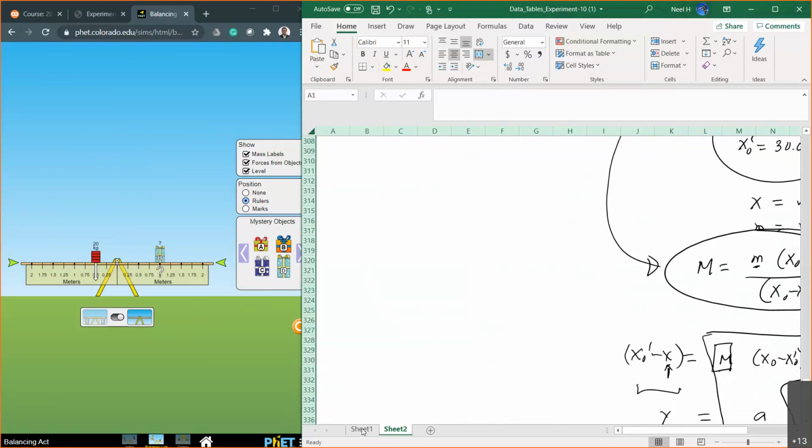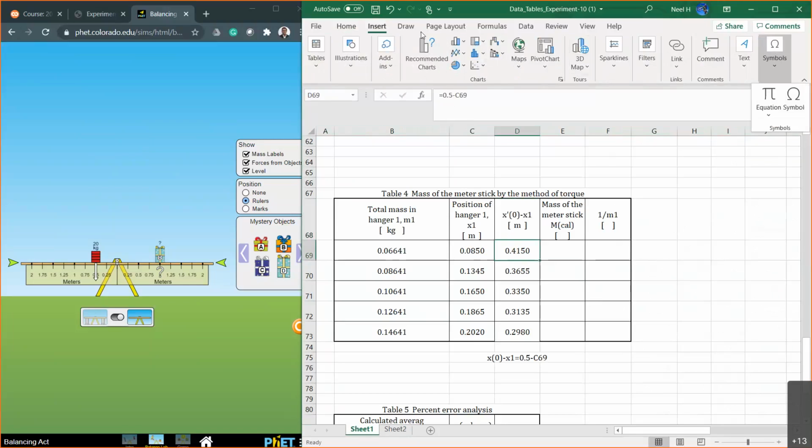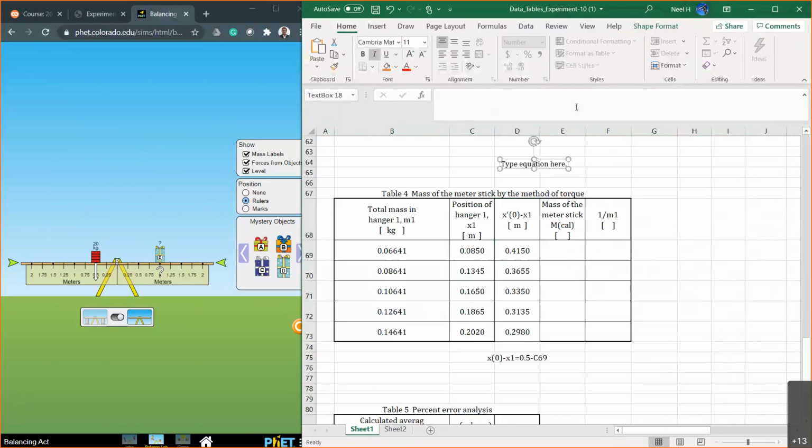Now this one right here should be x0 prime. There's no meaning in writing x0 minus x1; I need x0 prime minus x1. I think there's no easy way to put the prime there, which is why I missed it. There is a way to put the prime. You can do it this way if you want, and that way is fine. If not, you can insert an equation: insert, symbols, equation. Then you can write a nicely formatted equation.